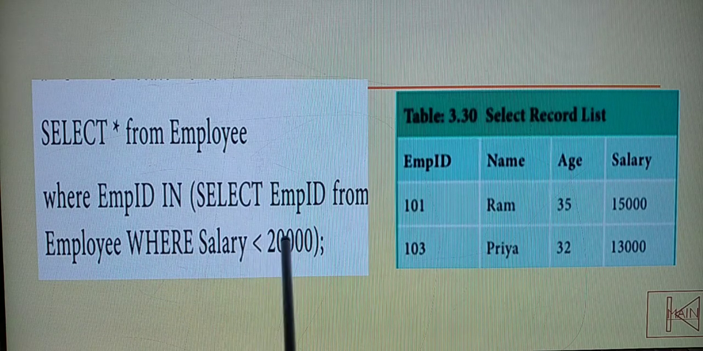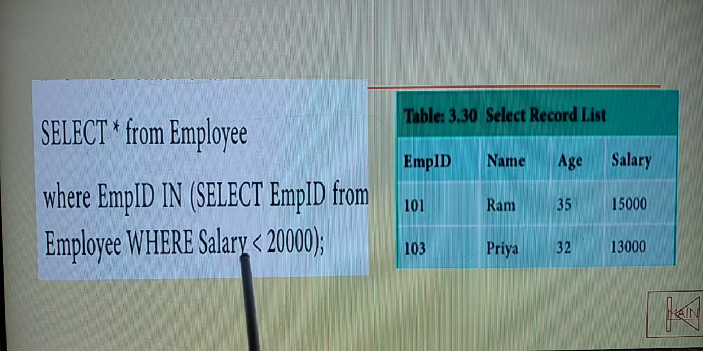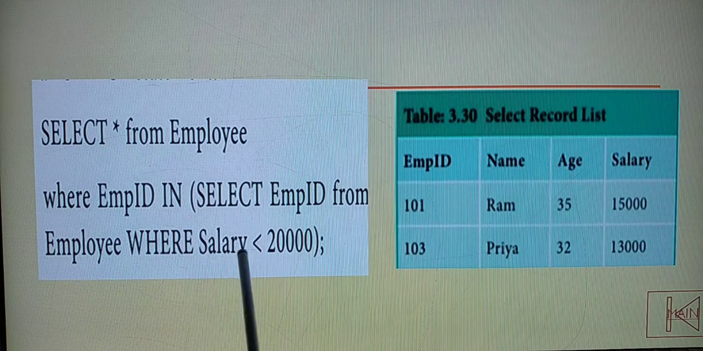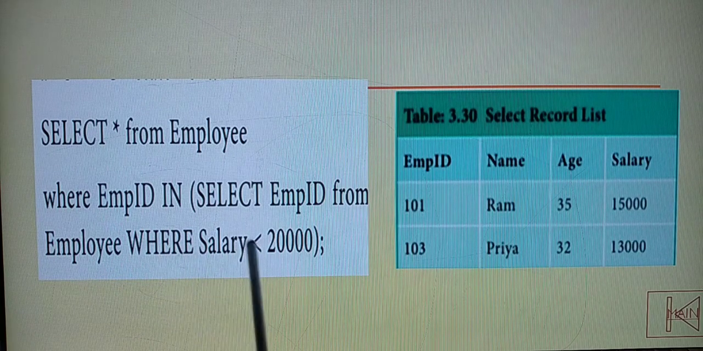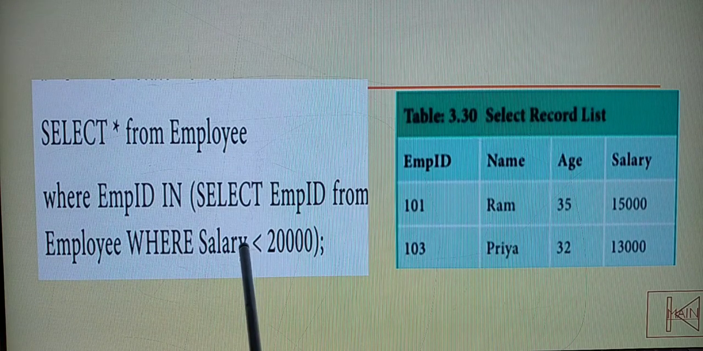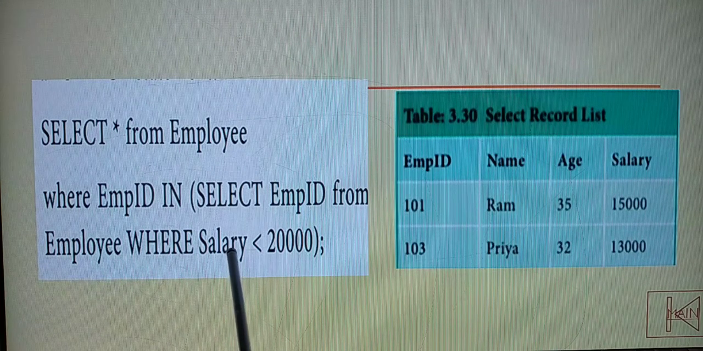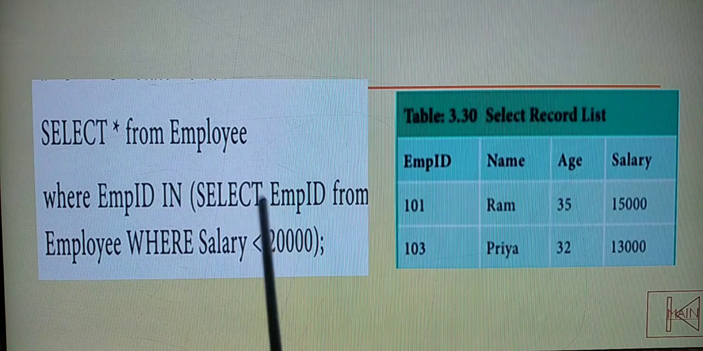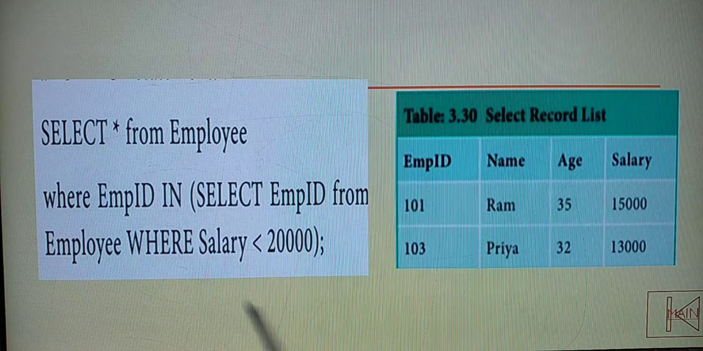Salary less than 20,000. So this is your relational operator. The subquery is given to the right side. The second rule is that the subquery must be written to the right side of the relational operator, that is your comparison operator. So that is your second rule for the subquery. Here the query is to select the employee ID where salary is less than 20,000.